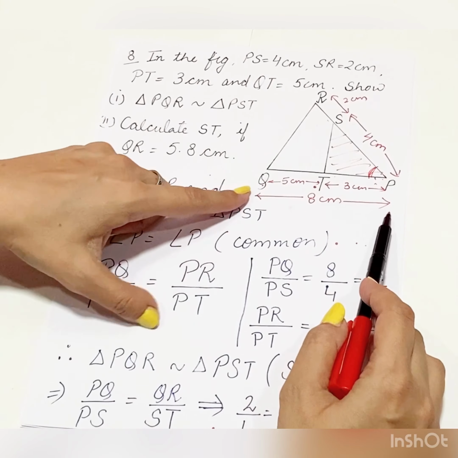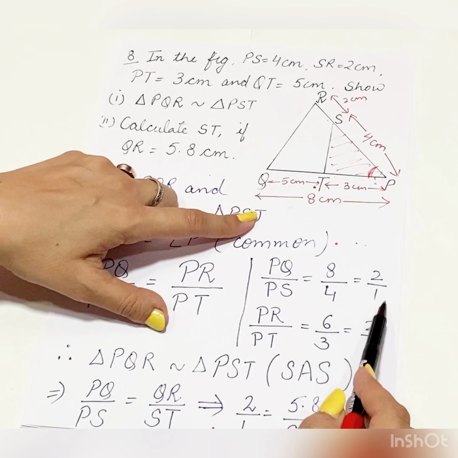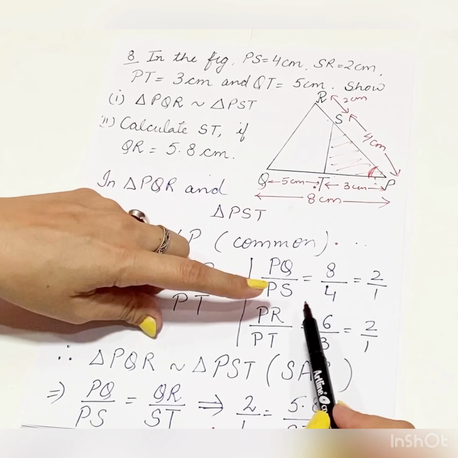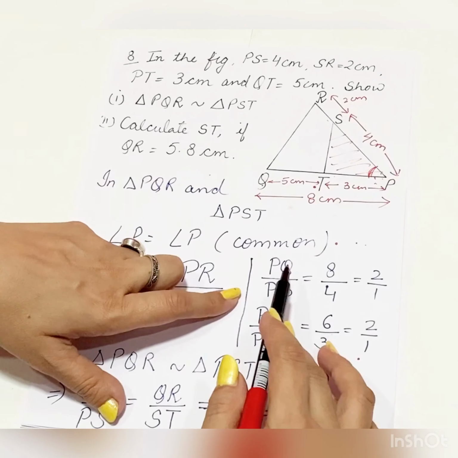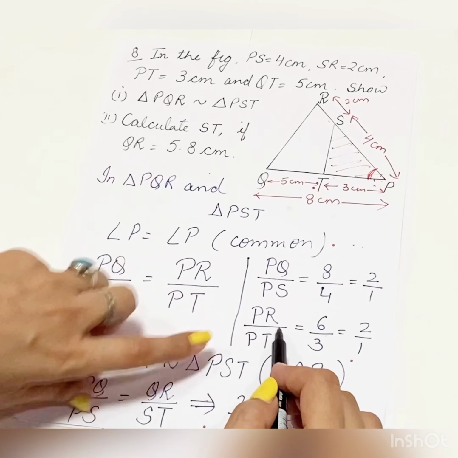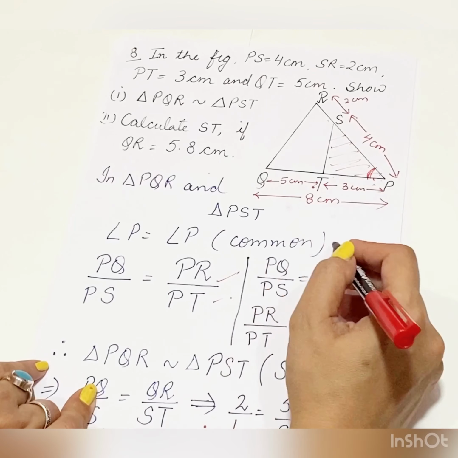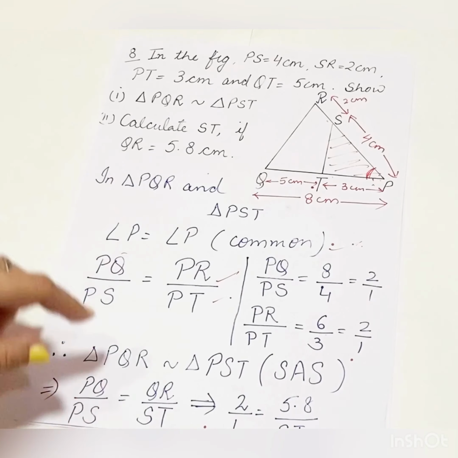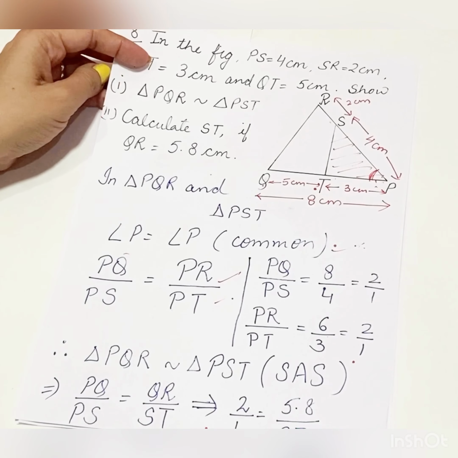PQ is given to be 8 centimeter and PS is given to be 4 centimeters. So it comes out to be 2 upon 1. Similarly, PR upon PT I am calculating, this comes out to be 2 by 1. So we are getting PQ upon PS is equal to PR upon PT. What do we have? The two sides are in proportion and their included angle is common. So triangles are similar by SAS. This is the first part.